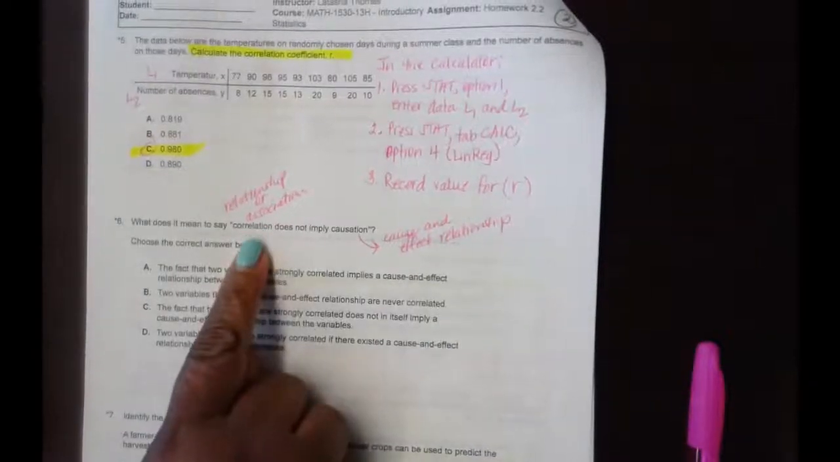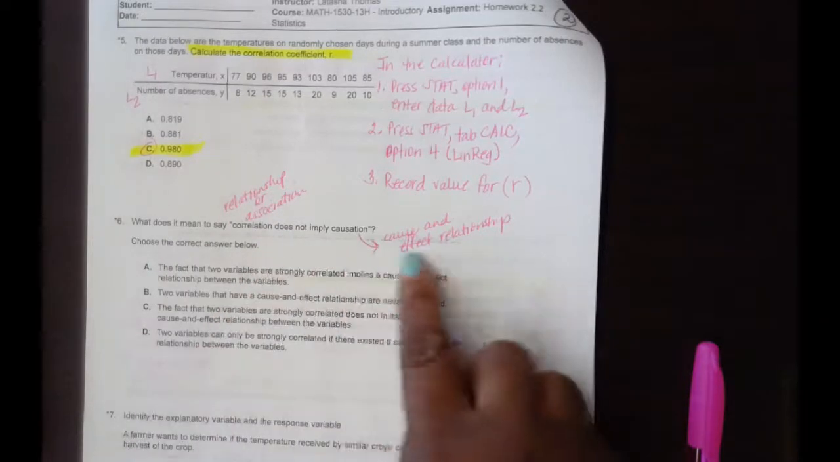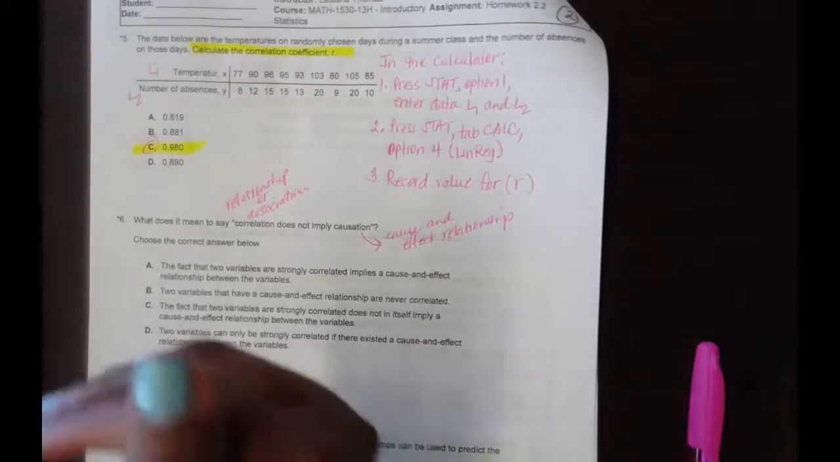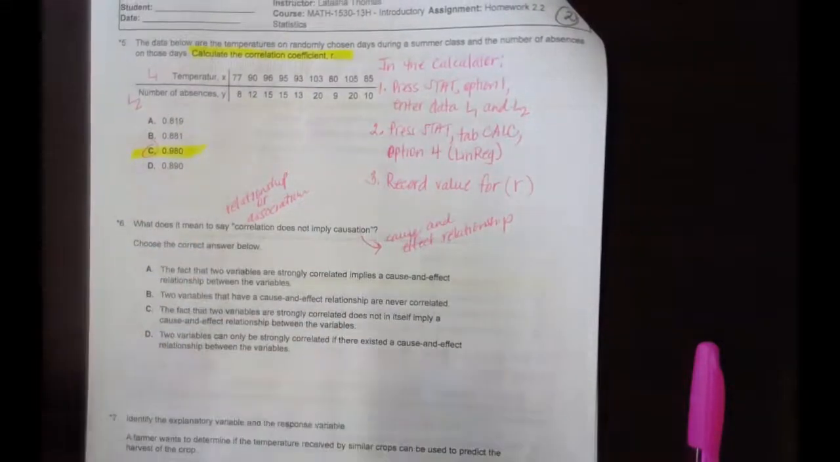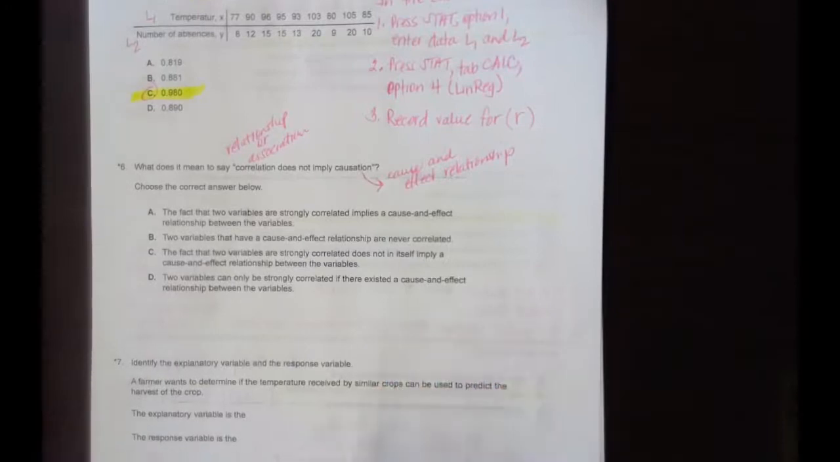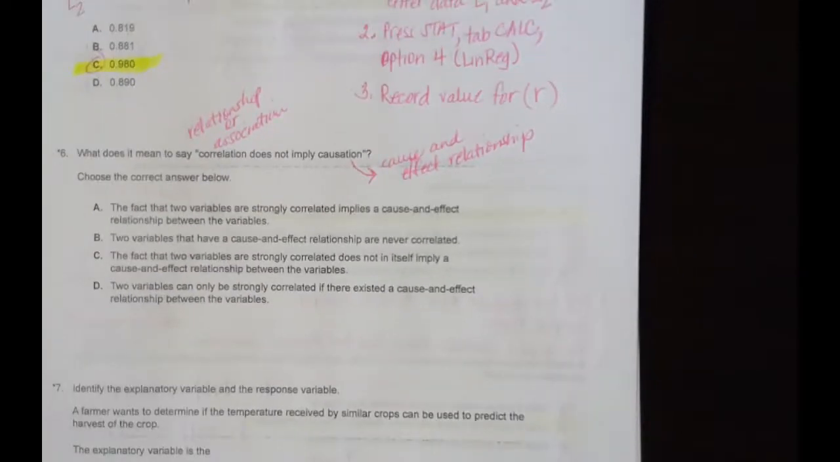So this phrase says that relationship or association does not always mean that the two quantities are in a cause and effect relationship. So what the answer choices are asking is which one defines that technically. Let's look at answer choice A. It seems like it's not big enough, y'all. Oh, it's too big. Okay.